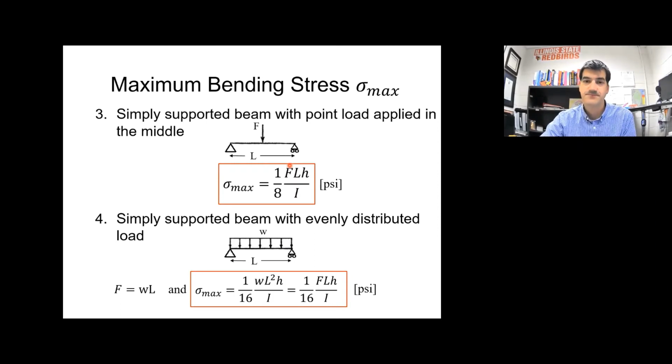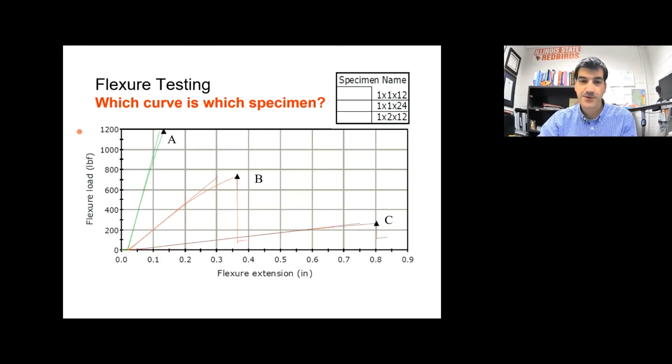The last thing for today's video is a little application here. We've got a beam bending test for 3 different specimens, which gave us 3 different curves. And we want to identify which of these specimens corresponds to which of these curves. First of all, let me point out that this plot is the flexural load in pounds force on the vertical axis, and the horizontal axis is the flexural extension, aka deformation in inches. So how much did it deform in inches?